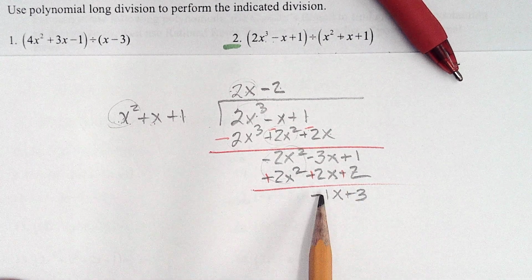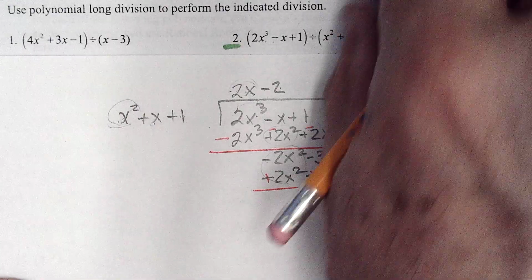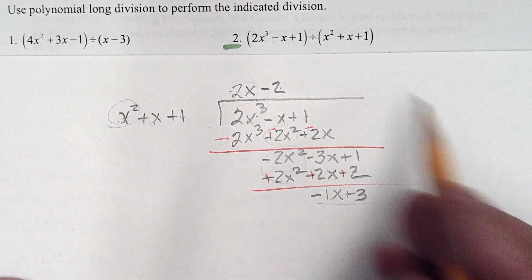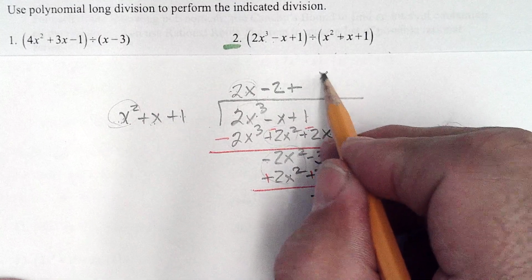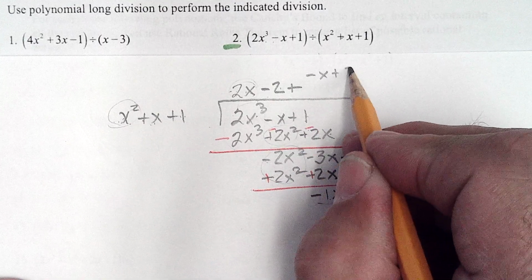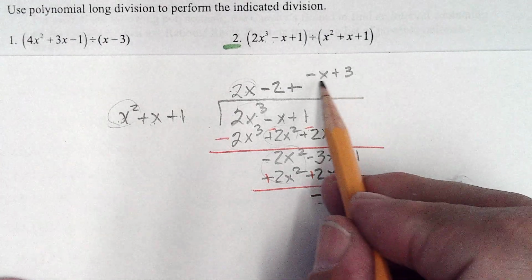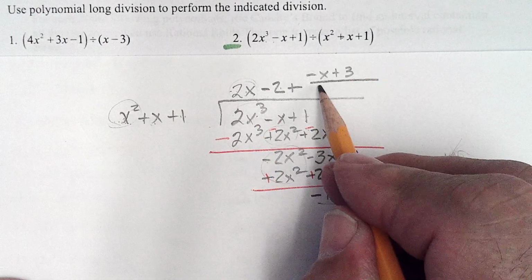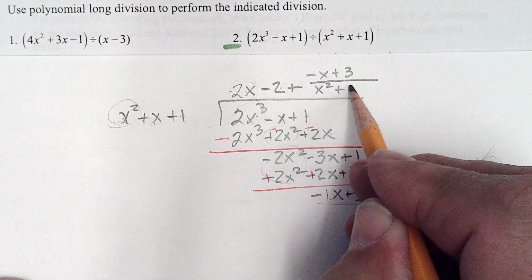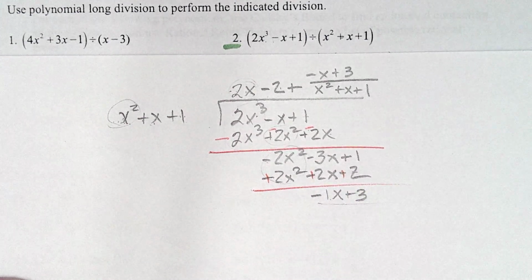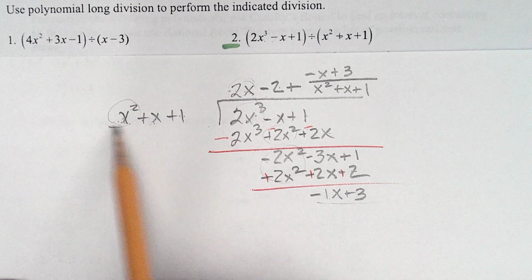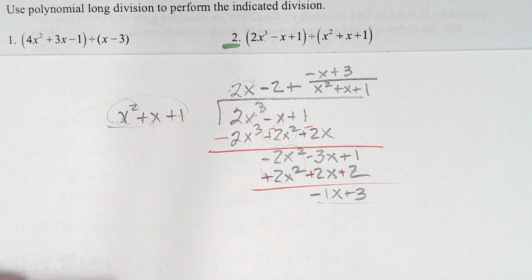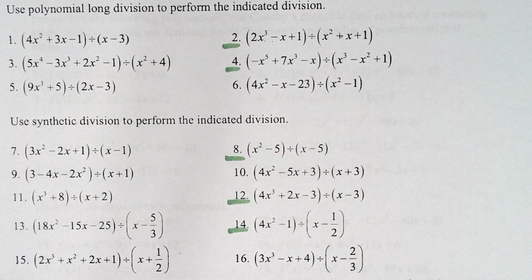And x squared doesn't go into x. So this is my remainder, which I say plus my remainder, minus x plus 3, divided by my divisor. There's the answer. And this division would be pretty nasty to try to do synthetically. So just do the long division on that.